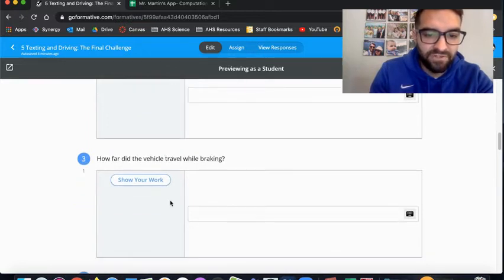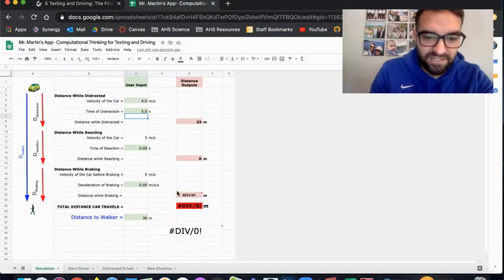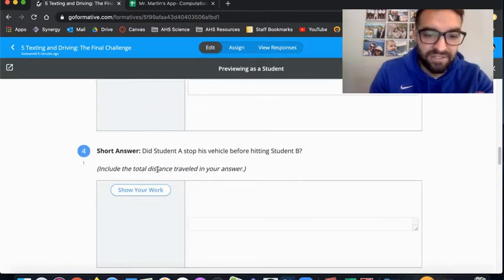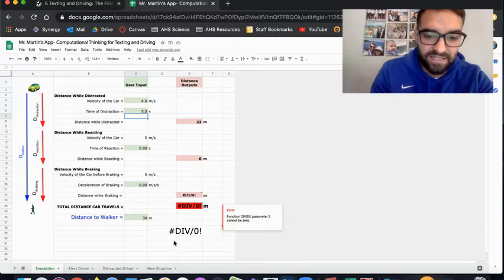How far did the vehicle travel while braking? So that's just going to be this number once you enter the rate of deceleration. And then the short answer, did student A stop his vehicle before hitting student B? Again, if we've set up our app correctly, it's going to tell you if this is a safe scenario or if it ended badly and you need to call 911. So once you get that, your answer will more or less be right there.